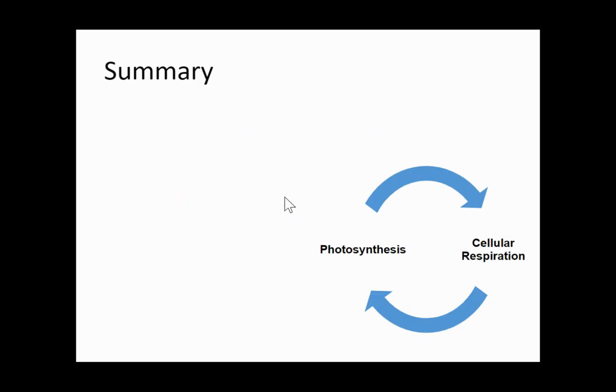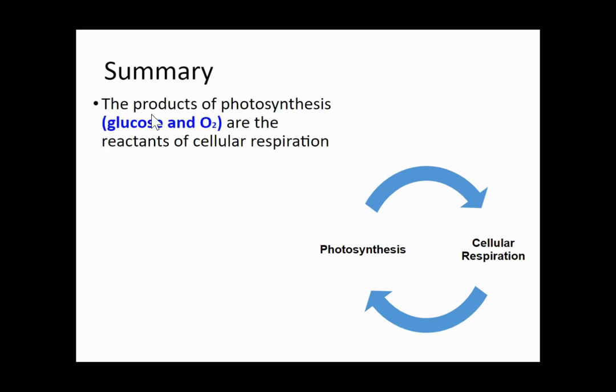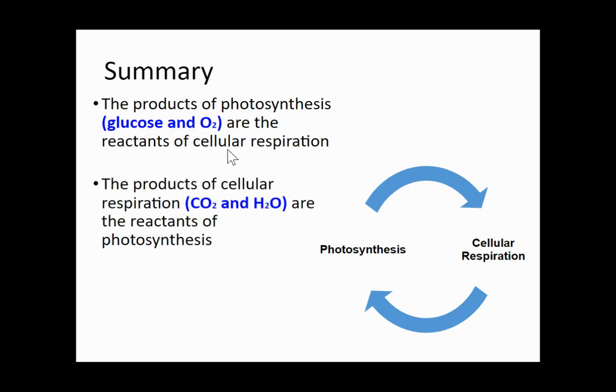All right, so to summarize this, we're going to take a look at just the connection between photosynthesis and cellular respiration. The products of photosynthesis, which are glucose and oxygen, are the reactants of cellular respiration. So that means that the things that are made by photosynthesis are going to be used in cellular respiration. And then the reverse is true of cellular respiration. The products of cellular respiration, which are carbon dioxide and water, are going to be used in photosynthesis.